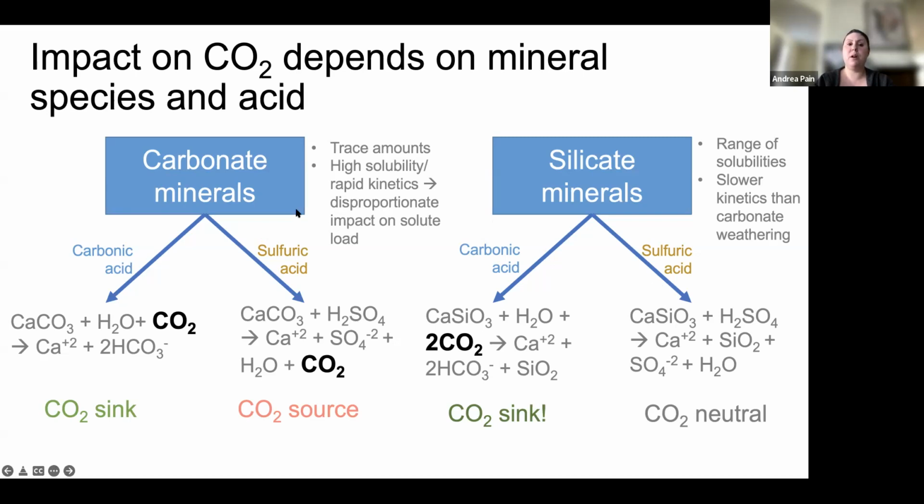So just a word about the amount of reaction we would expect from these two different mineral types. Carbonate minerals are present in trace amounts under the Greenland ice sheet. However, they have a very high solubility and rapid kinetics of dissolution. Therefore, they tend to have a disproportionate impact on the solute load. Whereas silicate minerals are present in higher abundances, but have a range of solubilities and typically slower kinetics than carbonate weathering.